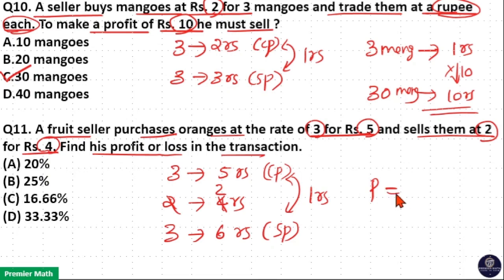Now profit is equal to 6 rupees he made out of this 5 rupees cost price, which means profit here is equal to 1 rupees out of this cost price 5 rupees into 100. So which is equal to 20%. So option A is your answer.